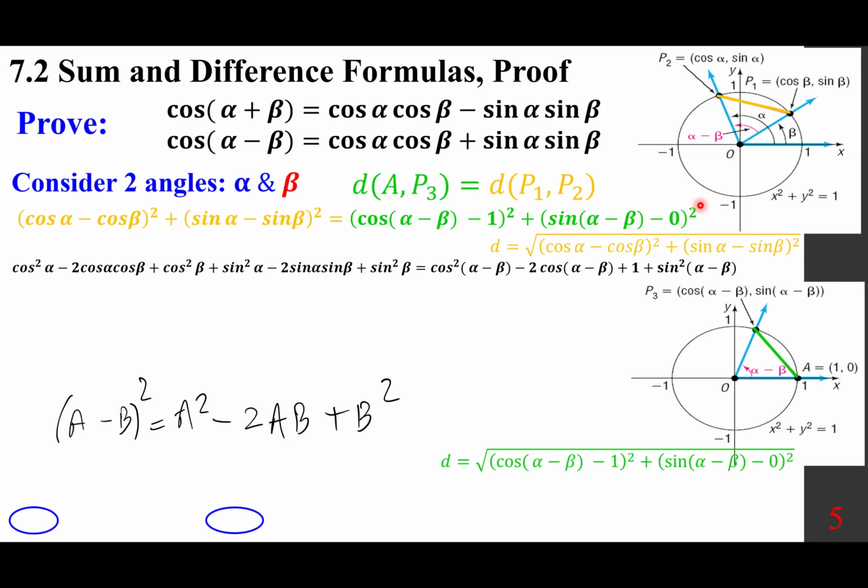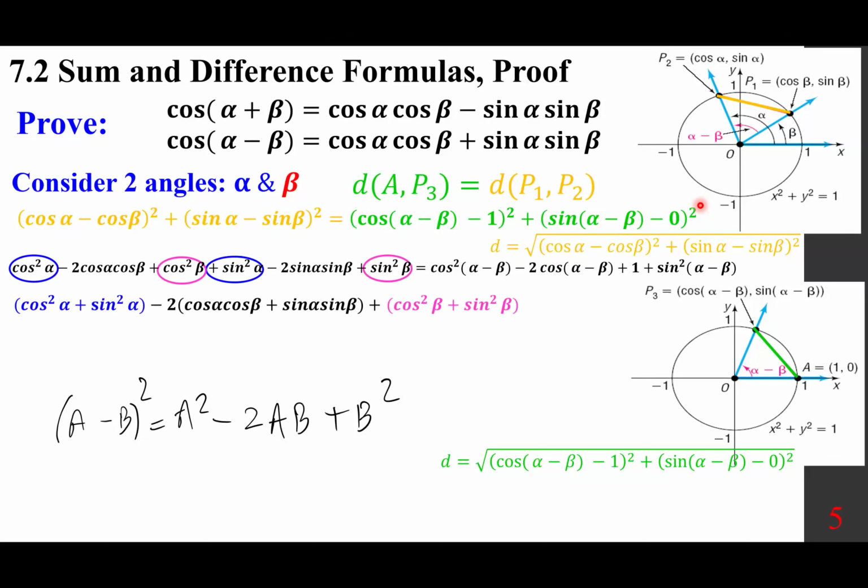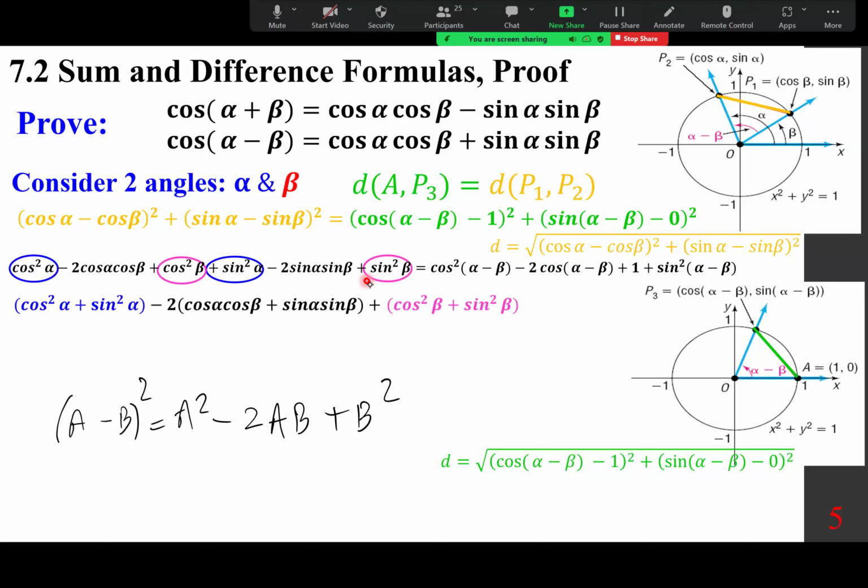Let's take a look at a bunch of stuff. These two add up to 1. These two add up to 1. So we have 2. So we have cosine squared plus sine squared of alpha minus a 2. We are going to factor the negative 2 out from this. We get cosine alpha cosine beta plus sine alpha sine beta.